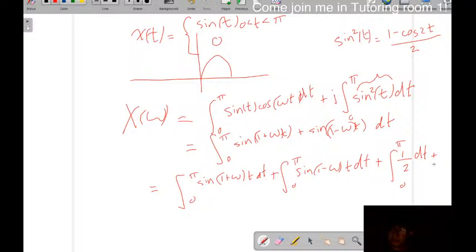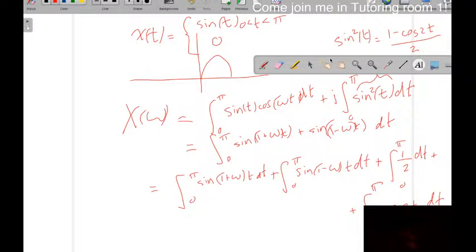Plus the integral from 0 to pi of minus cosine 2t over 2 dt. So I'm going to solve all of these integrals, and if you solve all of them, let me just go ahead and write the answer. It's just a bit of computation, something from calculus, but you'll get the following Fourier transform.